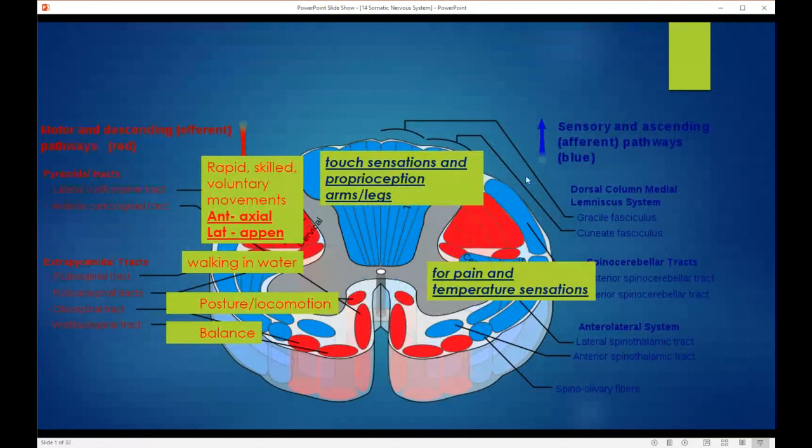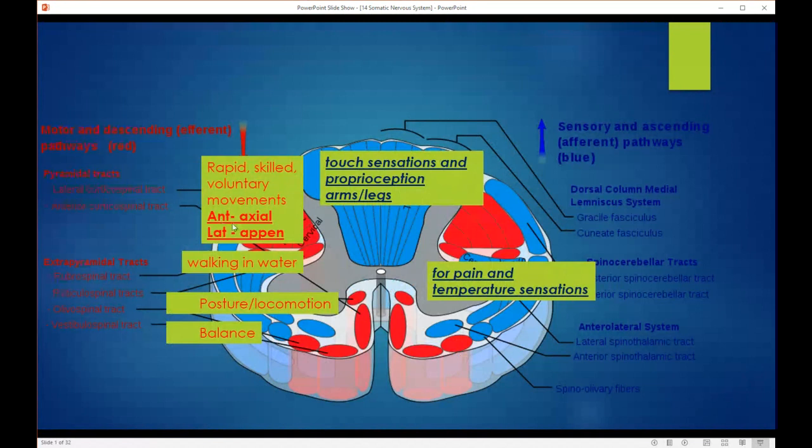This is showing you kind of a visualization of what I was talking about. So along the back portion in the dorsal column, you have your touch sensations and your proprioceptions of your arms and your legs. Here you have your pain and your temperature sensations. And these, again, these are arriving, so our afferent or sensory pathways.